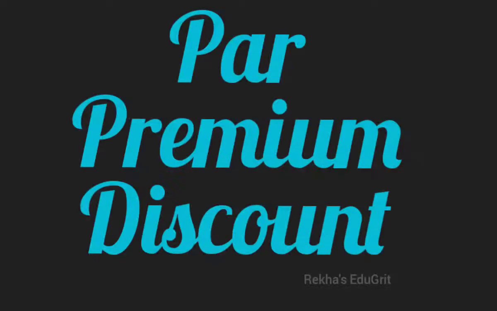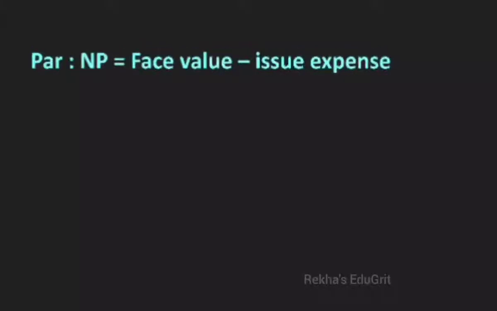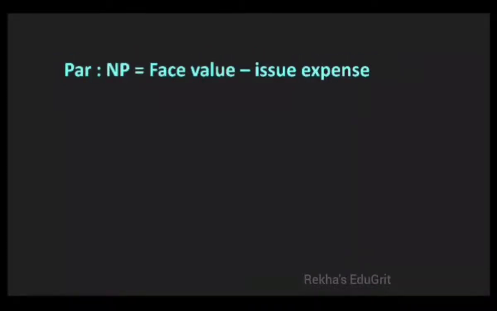Shares are issued at par, at a premium and at a discount. First we will see when shares are issued at par. A share is issued at a price equal to the face value of the share. There is no gain or loss to the company from the issue of shares at par. When it is issued at par, the net proceeds have to be calculated as face value less issue expenses.